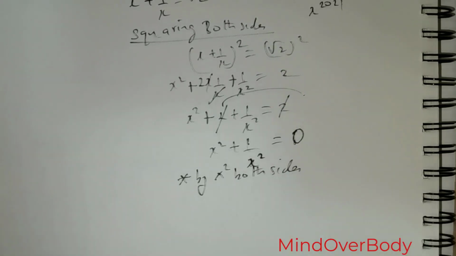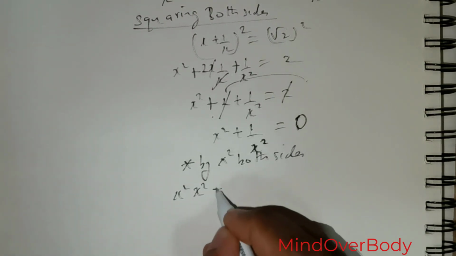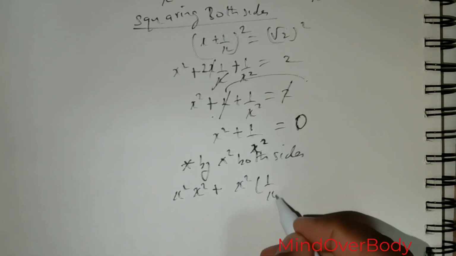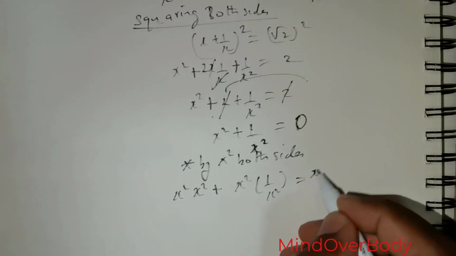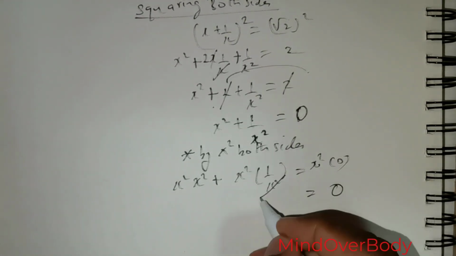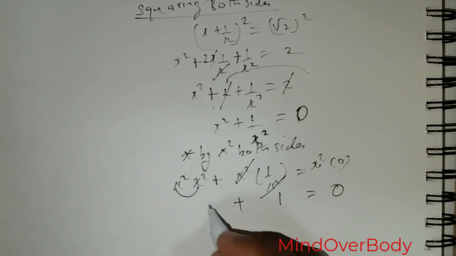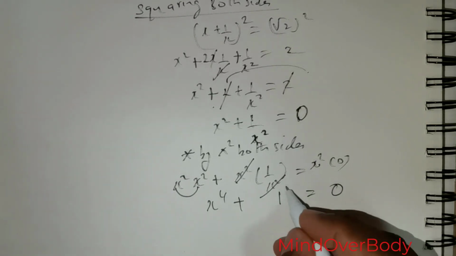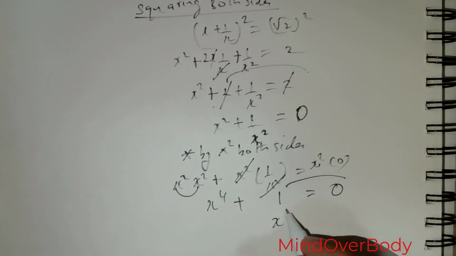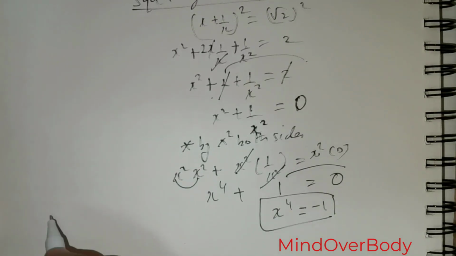So if I were to do that, this is going to be x^2 times x^2, plus x^2 times 1/x^2, is equal to x^2 times 0. Now this is going to be 0. This gets cancelled, giving me 1, a positive sign. x^2 into x^2 will give me x^4. Now if I move this 1 to the other side, I get x^4 is equal to negative 1.